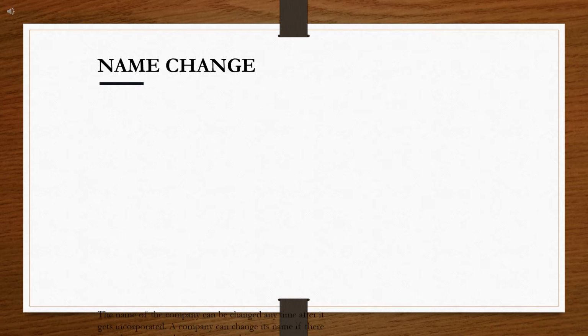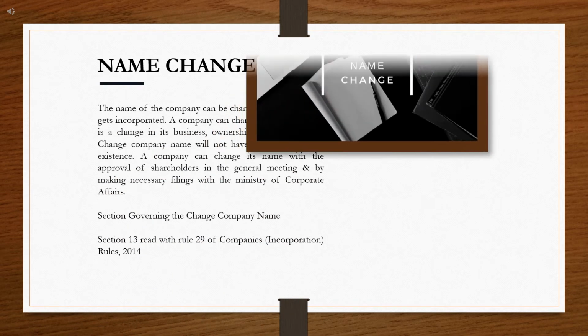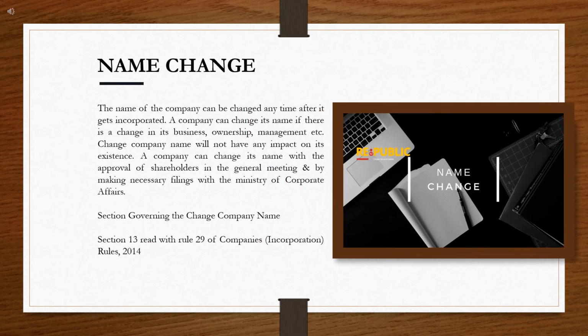In changes and corrections, the first service is company name change. The name of the company can be changed any time after it gets incorporated. A company can change its name if there is a change in its business, ownership, management, etc. Changing the company name will not have any impact on its existence. A company can change its name with the approval of shareholders in the general meeting and by making necessary filings with the Ministry of Corporate Affairs.